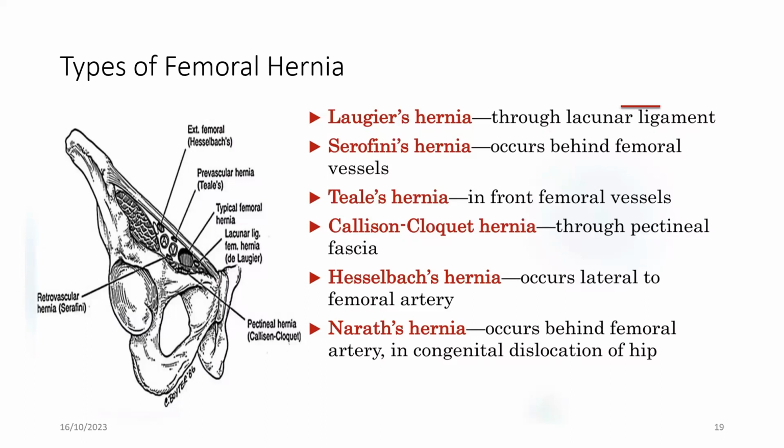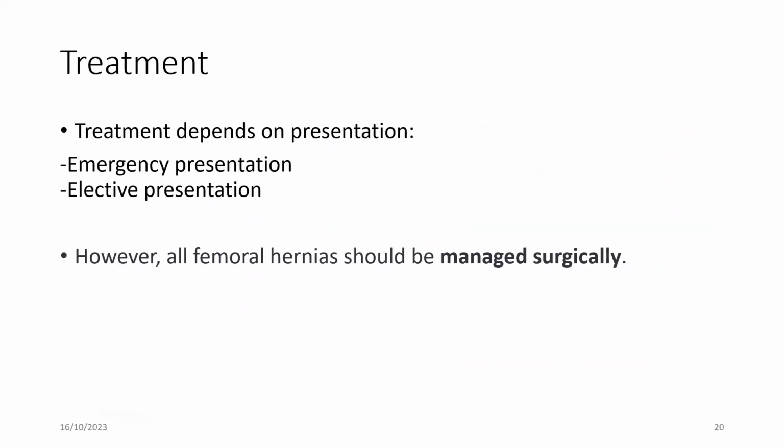Most times the omentum is usually the content of the hernia. So the omentum in the sac will secrete fluid, which is usually now called hydrocele of femoral hernia. Others include Hesselbach's hernia, which occurs lateral to the femoral artery. And then Cloquet's hernia, which is usually found in congenital hip dysplasia, and this occurs behind the femoral artery.